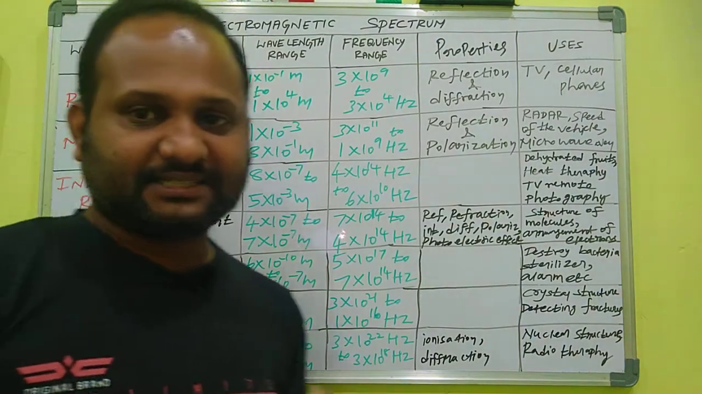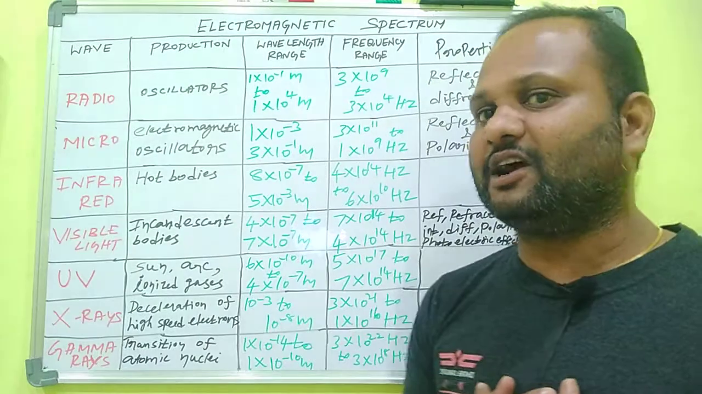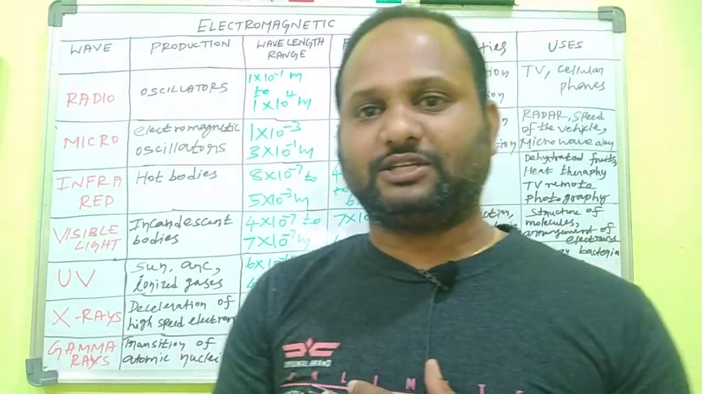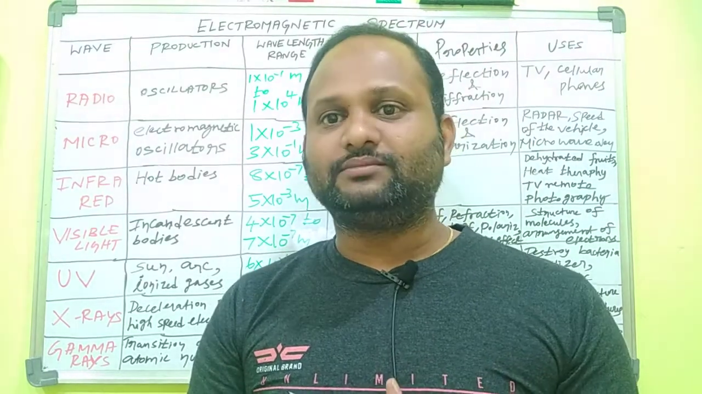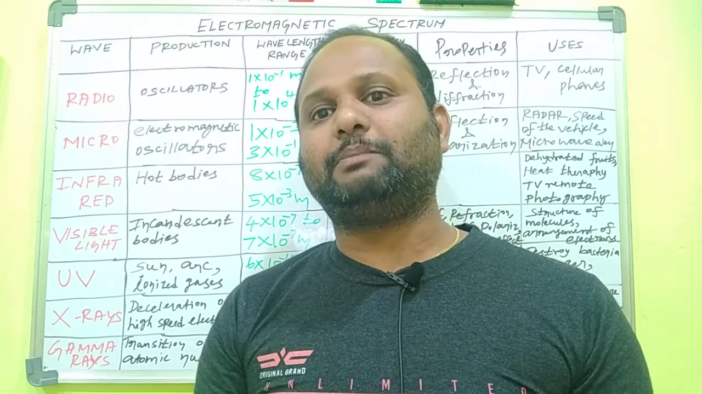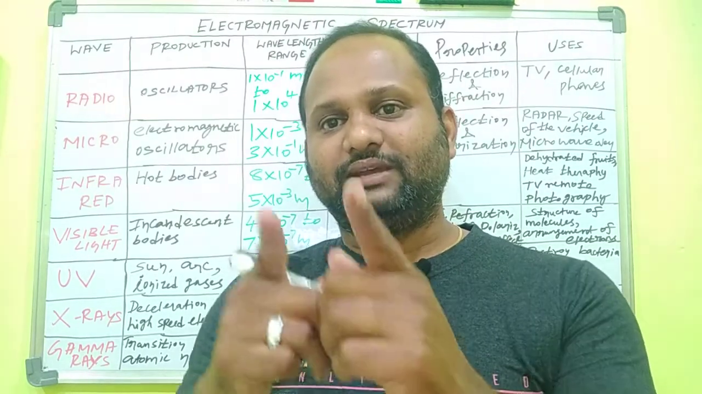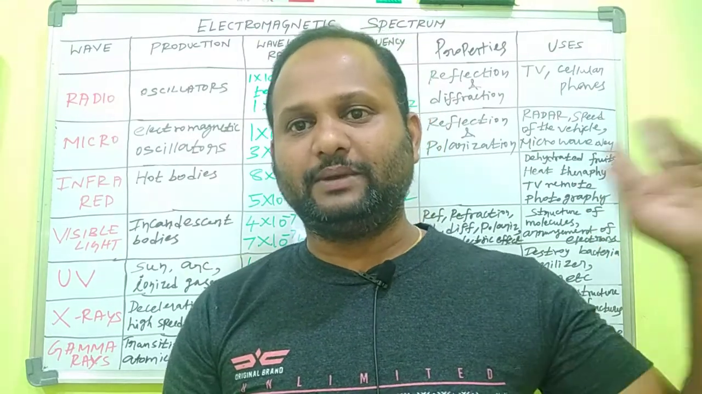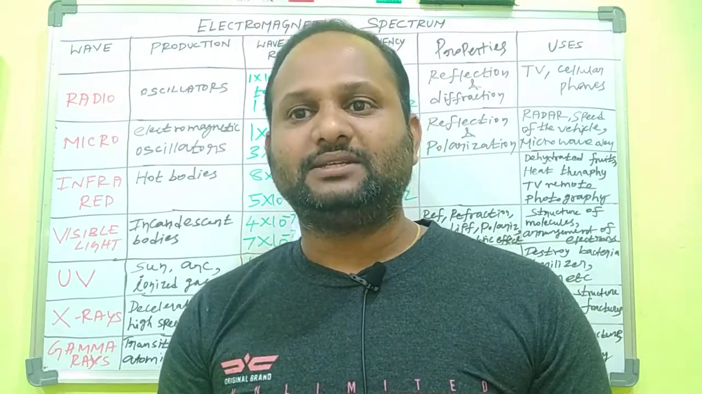What properties do they have? Radio waves have the properties of reflection and diffraction. We know very well about reflection and diffraction. Diffraction means when an obstacle is placed in their path, then the wave deviates from its path. That is diffraction. So it obeys these two properties.